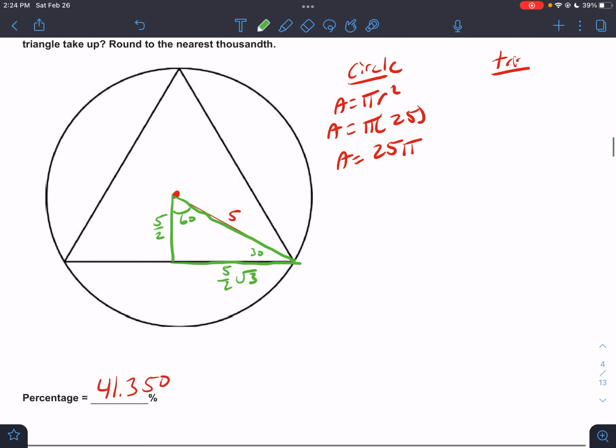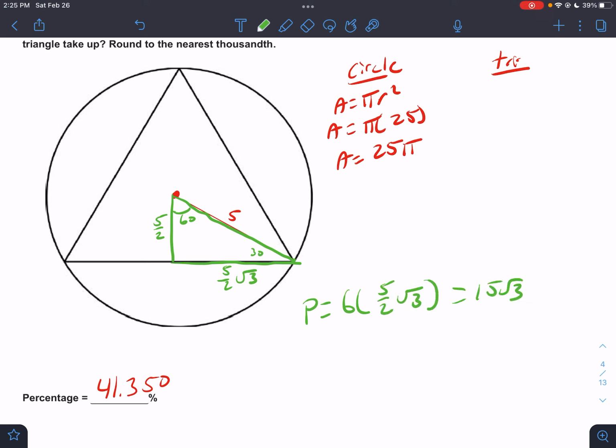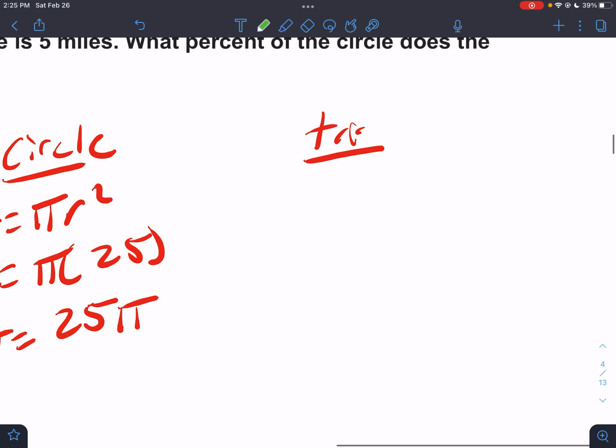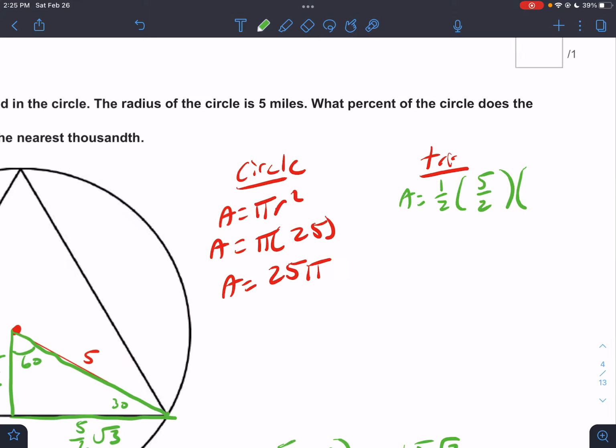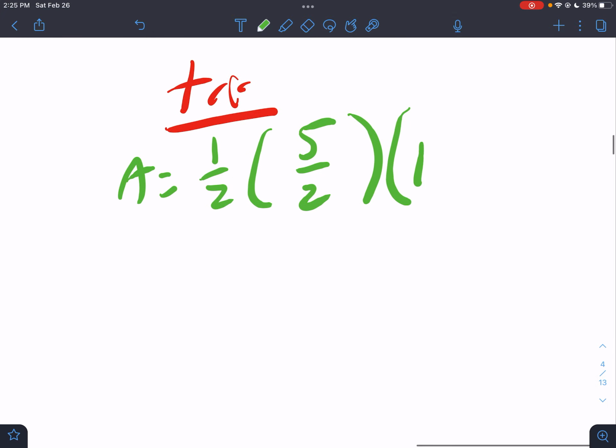So the perimeter is going to be 6 times 5 halves root 3, which is going to be 15 root 3. 6 times 5 halves. 6 divided by 2 is 3. 3 times 5 is 15. So the triangle, if we use the area of a polygon formula, is 1/2 times the apothem, which is 5 halves, times the perimeter, which is 15 root 3.